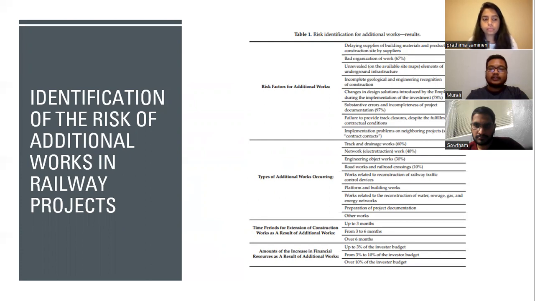The respondents were also asked to assign a probability of occurrence, expressed as a percentage, to each answer given. Determination of the level of probability of the consequence of the additional work was included in the Bayes network model represented in the next section. Here, table 1 explains the risk identification for additional works and results.